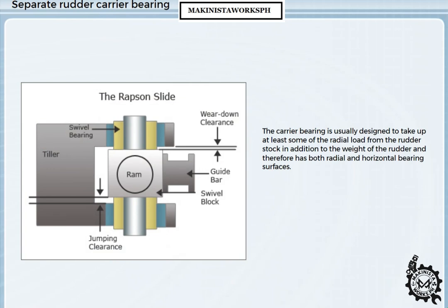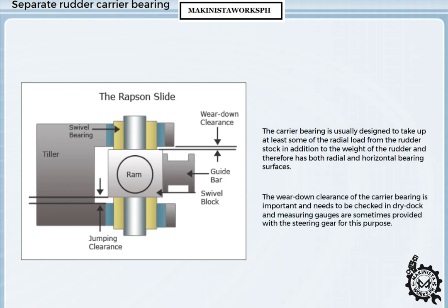If the carrier bearing does wear, however, then the rudder and rudder stock move downwards, so there must be enough clearance between the bottom of the tiller and the bearings in the Rapson slide to avoid the weight of the rudder being taken by the rams, which would bend the ends of the rams downwards and lead to leakage of hydraulic fluid. The wear-down clearance of the carrier bearing is important and needs to be checked in dry dock, and measuring gauges are sometimes provided with the steering gear for this purpose.